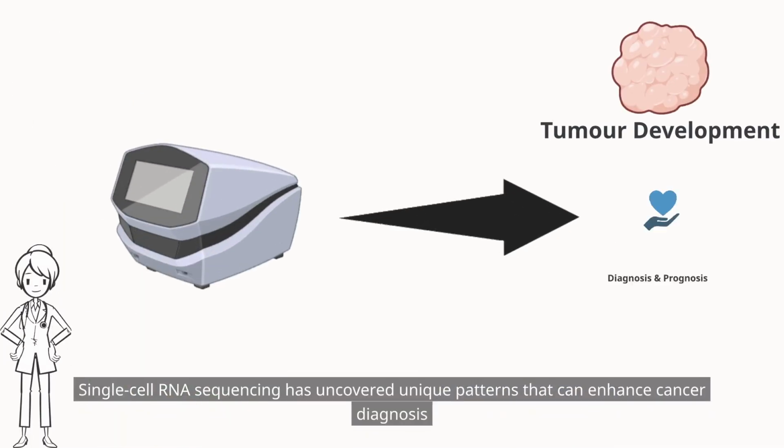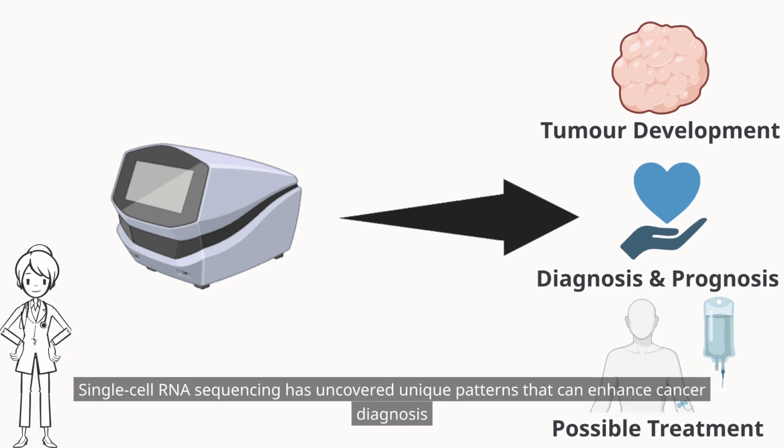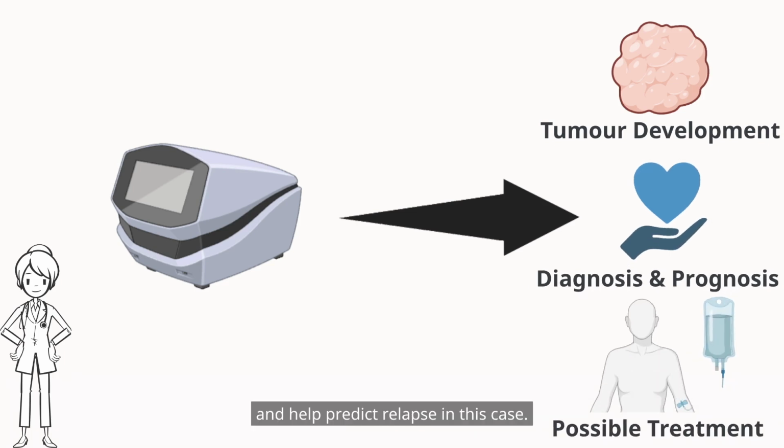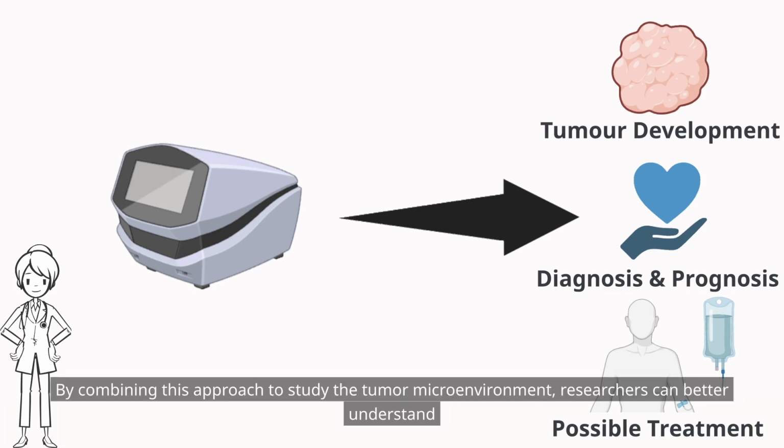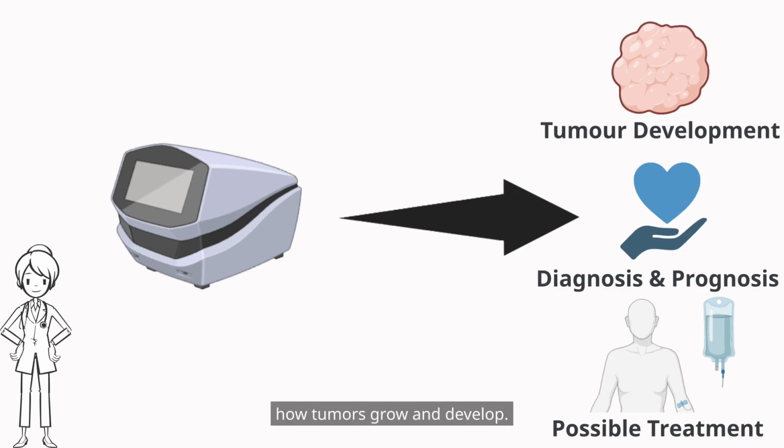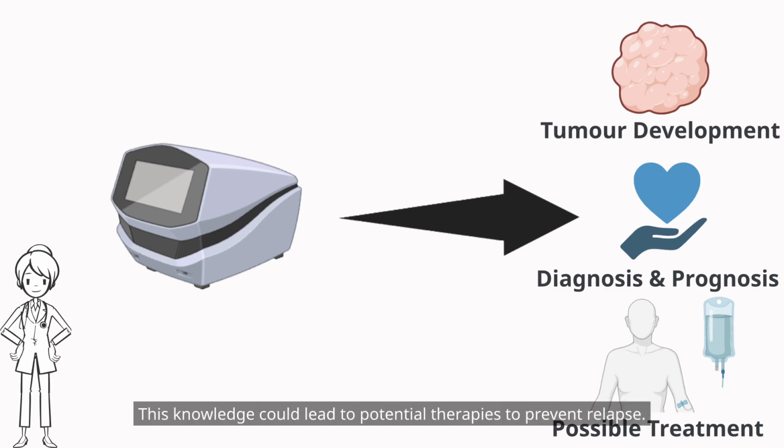Single-cell RNA sequencing has uncovered unique patterns that can enhance cancer diagnosis and help predict relapse in this case. By combining this approach to study the tumor microenvironment, researchers can better understand how tumors grow and develop. This knowledge could lead to potential therapies to prevent relapse.